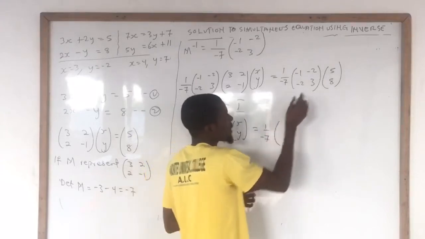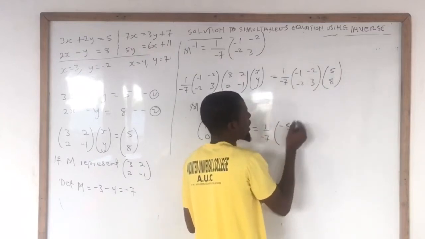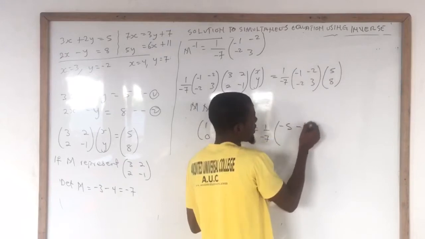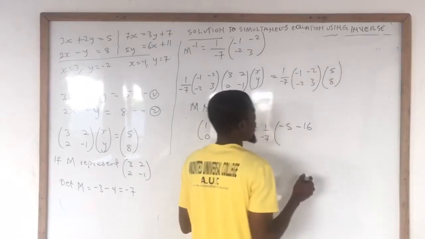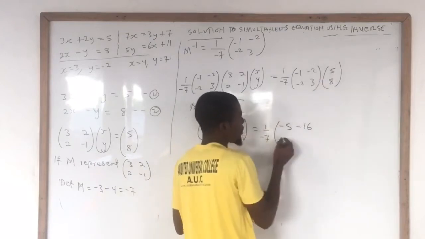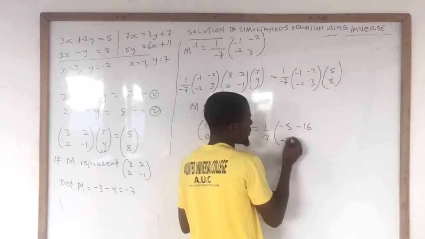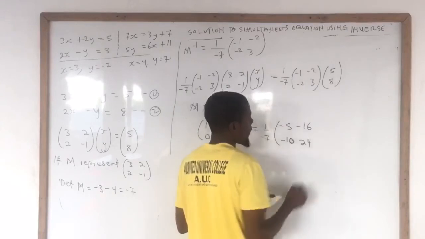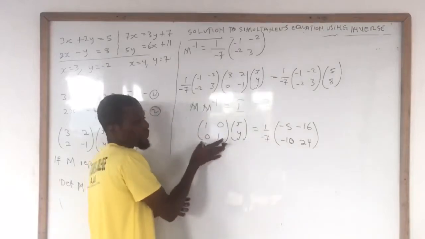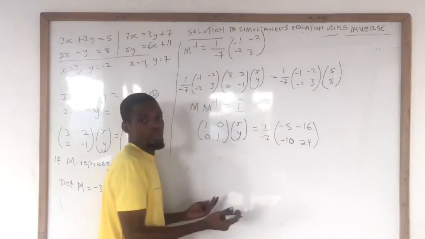So let me expand it now. Negative 1 times 5 is going to give me negative 5. And then negative 2 times 8 is going to give me negative 16. Then negative 2 times 5 is going to give me negative 10. And then 3 times 8 is going to give me 24. So now, this is a unit matrix. When a unit matrix multiplies any number of variables, you get the same thing.